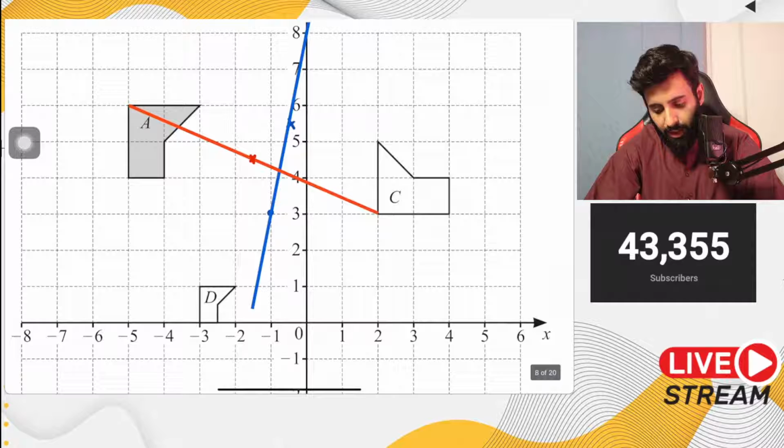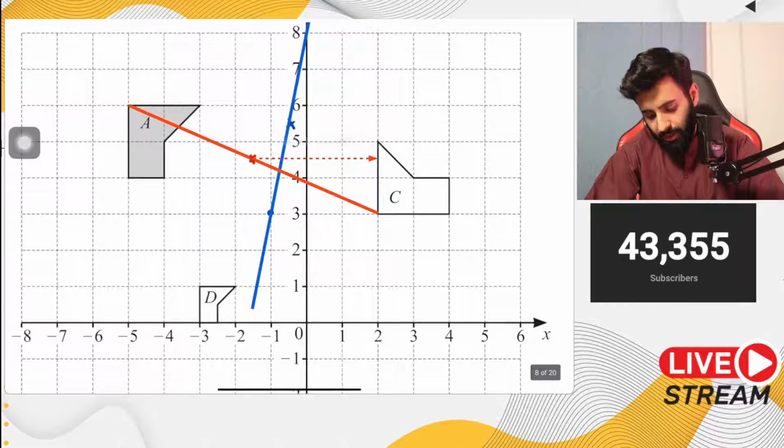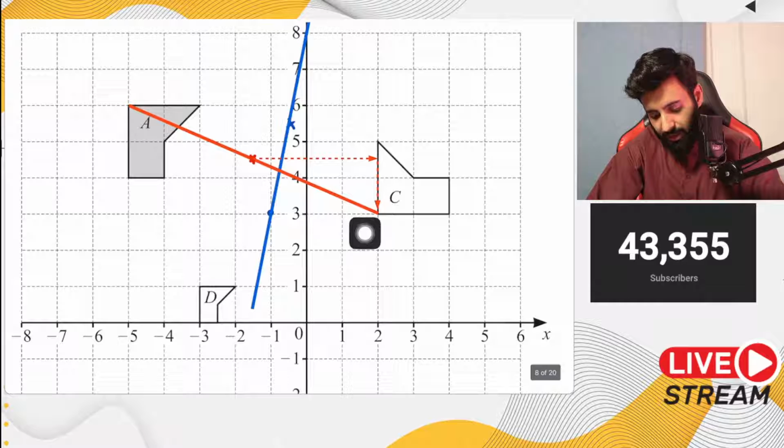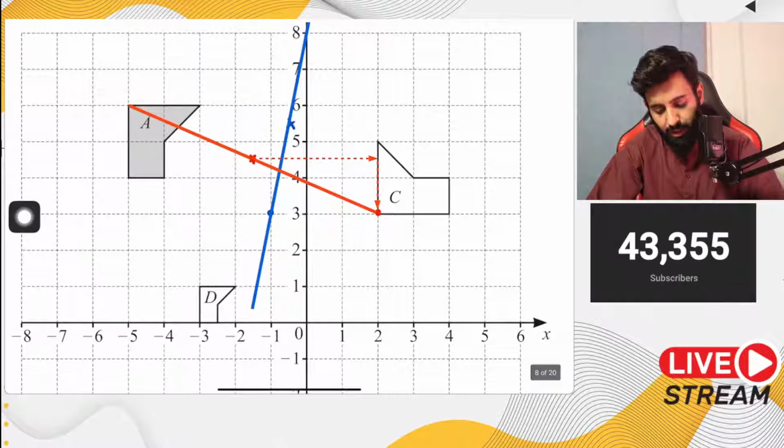Okay, then what you do is, again, you pick any point on the object or the image and you rotate it 90 degree clockwise or anti-clockwise to find the other point of the perpendicular bisector. So let's say I take this point and I rotate it 90 degree clockwise.